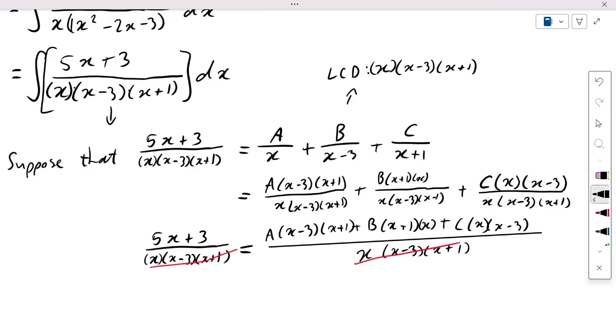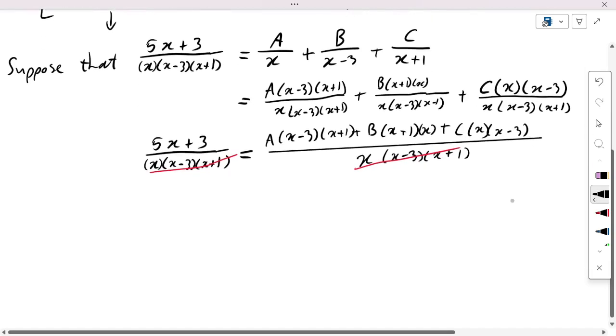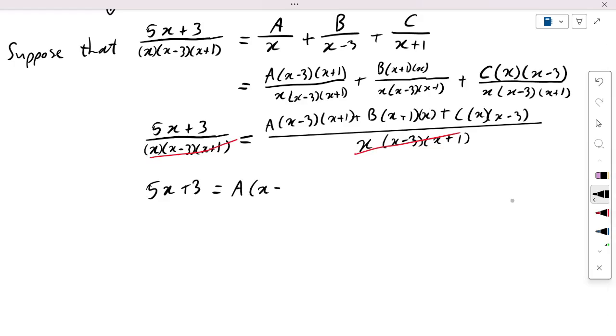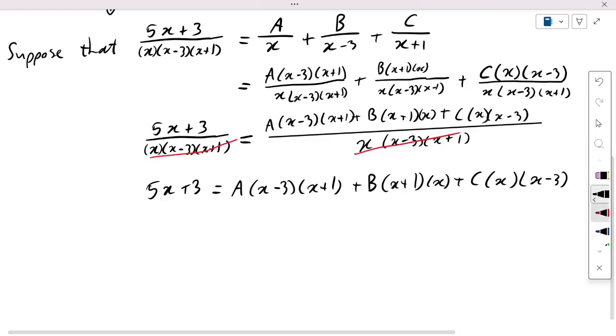Okay, now we are left with the one line of equation. So we're going to have 5x + 3 equal to a(x - 3)(x + 1) + b(x + 1)x + c(x - 3)x. Great. Now from here, like we did in the last example, we just need to actually multiply the brackets in. We need to simplify, okay?